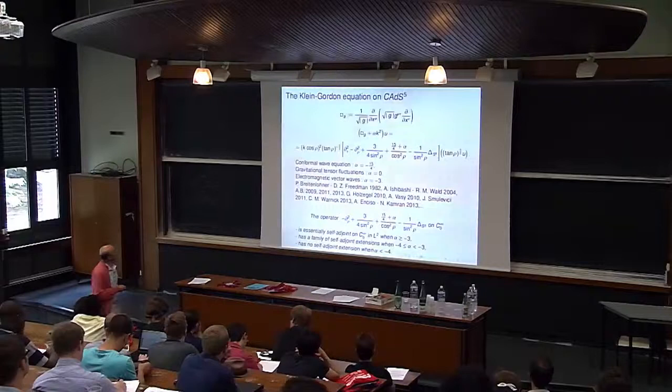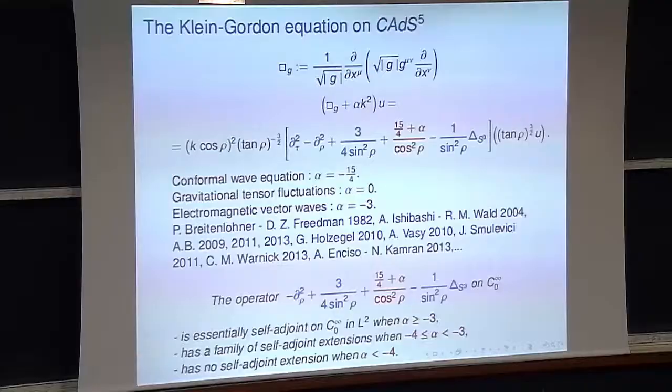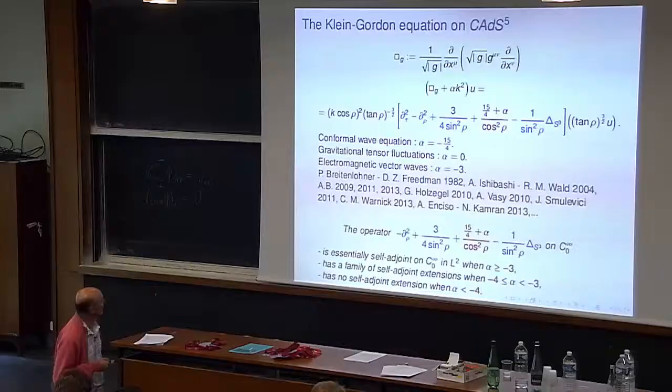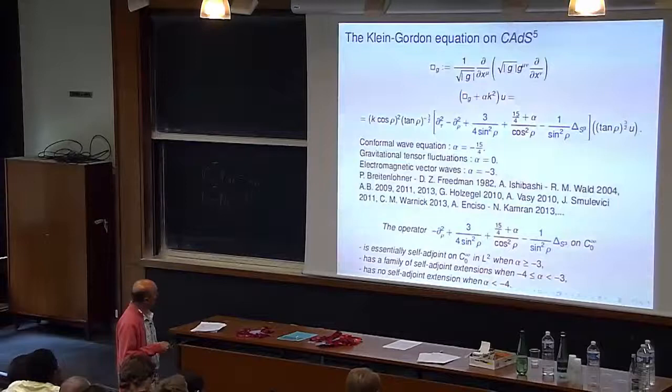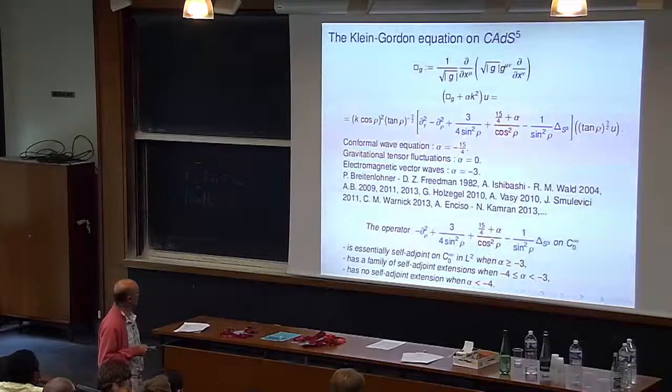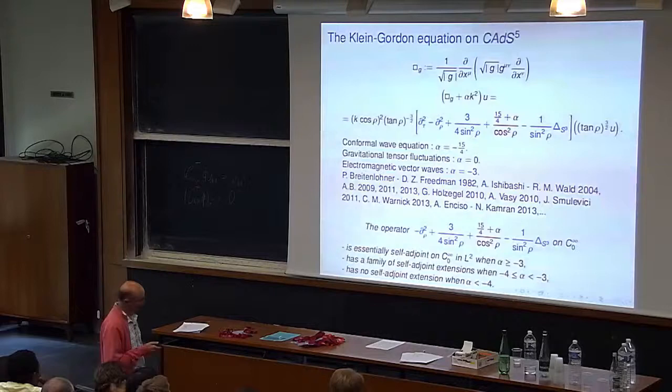Well, the Klein-Gordon equation, you can see this partial differential equation here, on the anti-de Sitter space-time has been investigated by many authors. Roughly speaking, we have to investigate the spectral properties of the Hamiltonian, and it's not very difficult. The main result is that this Hamiltonian is a self-adjoint operator when the mass, which is given by alpha, is large enough. In fact, it's essentially self-adjoint in L2 when alpha is large enough. There are many self-adjoint extensions for alpha in this interval, and no self-adjoint extension when alpha is less than minus 4.